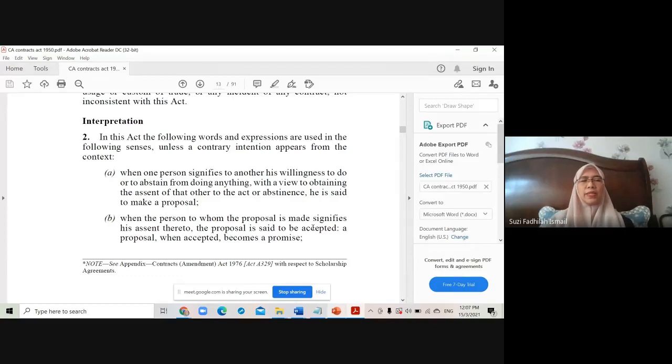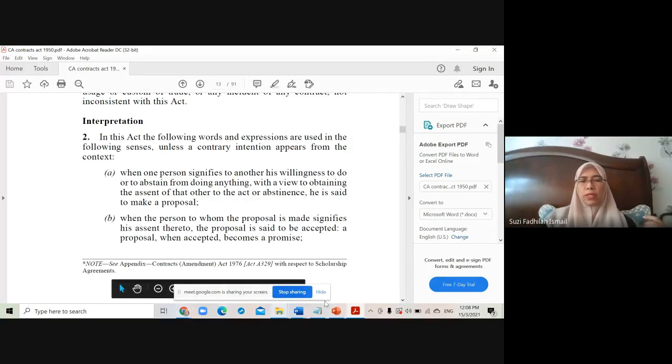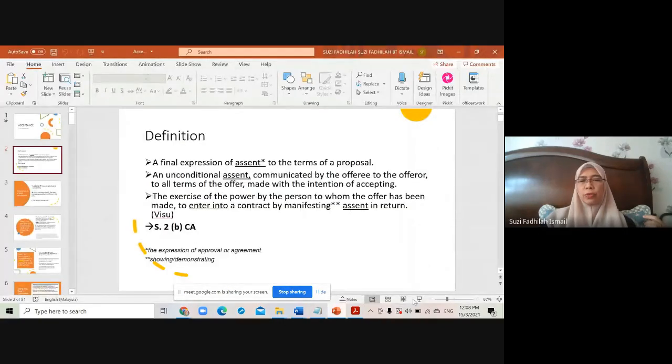Actually, 2B is in connection to 2A, meaning 2B comes after 2A. The proposal is said to be accepted. A proposal, when accepted, becomes a promise. A promise here actually refers to a contract or an agreement. I mean here a promise is another word to express the term contract. Okay, we go back to our slide. That's section 2B.